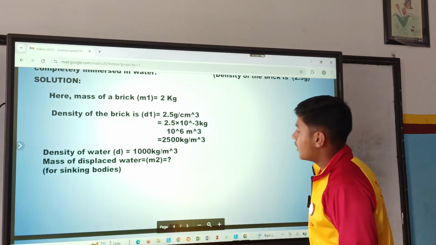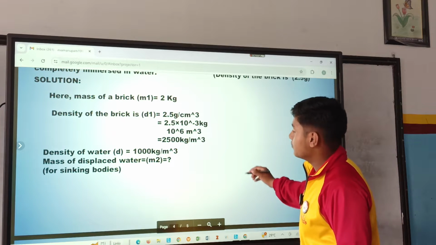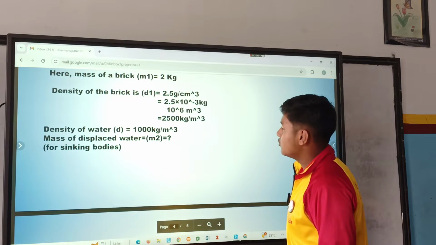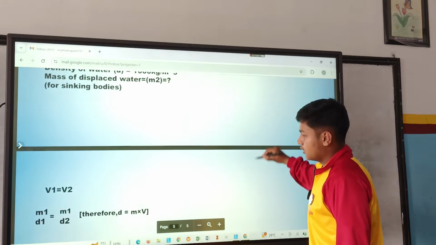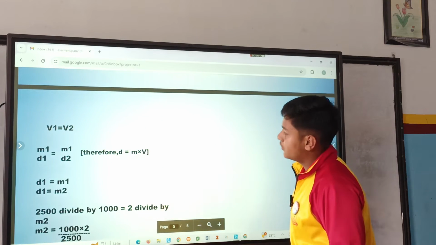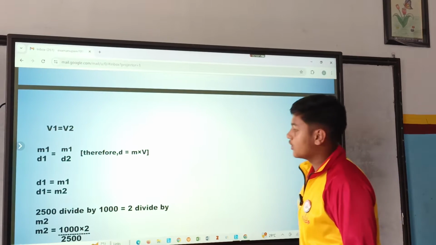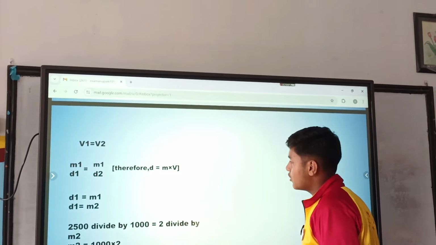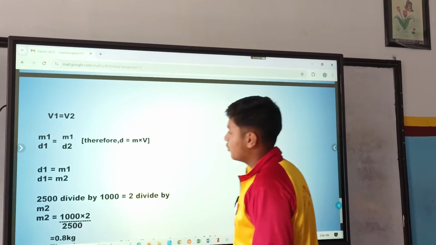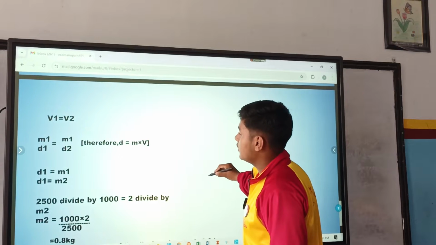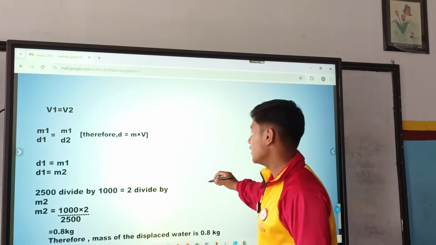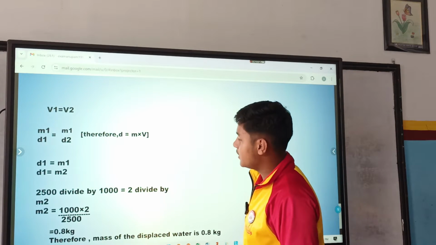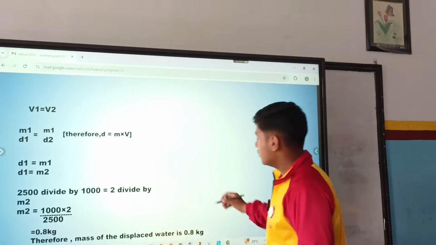The density of water D2 is 1000 kilogram per meter cube, and the mass of displaced water M2 we need to find. For sinking bodies, V1 equals V2. So M1 by D1 equals M2 by D2. Therefore, D1 by D2 equals M1 by M2.